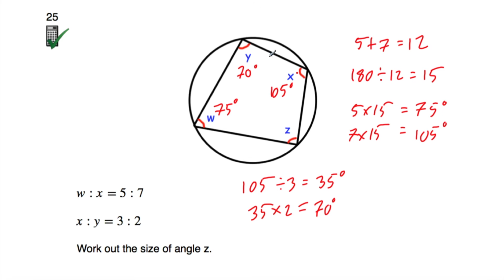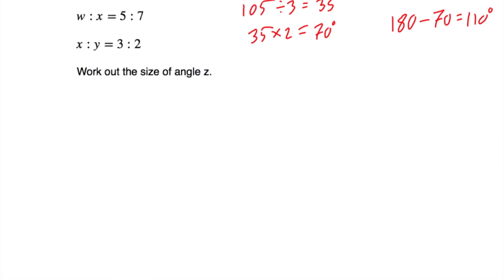So that's fantastic. We found 3 of the angles, but now we could just take these away from 360 to find Z, and that's going to be 110. Alternatively, the opposite angles in a cyclic quadrilateral add to 180 degrees, so you could just do 180 take away 70, and that's 110 degrees also. So the size of angle Z is 110 degrees, and that's it.